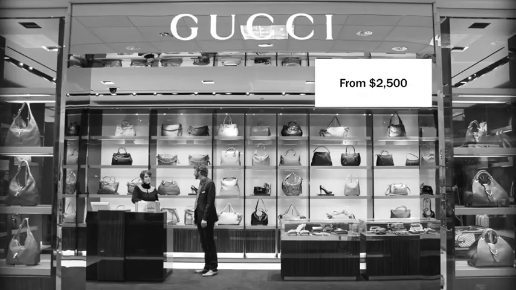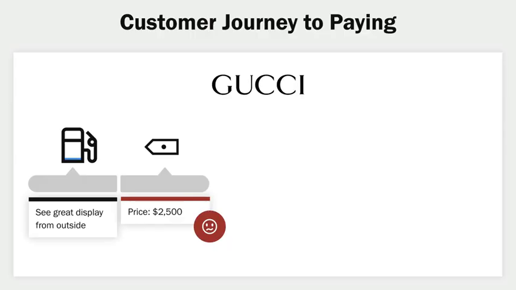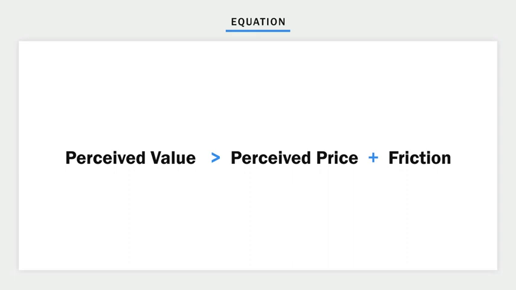Now, imagine the reverse of this, right? Let's say we were walking by that store and there was a sign out front that said, handbags from $2,500. What would be happening here? Well, we'd get a little bit of our fuel tank filled up, but then we see that price as a blocking factor. So the different components that we're trying to show here is that optimizing your monetization experience comes down to this very simple framework. Perceived value greater than perceived price plus friction.